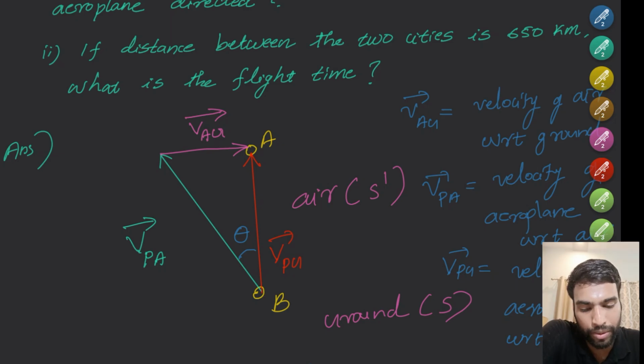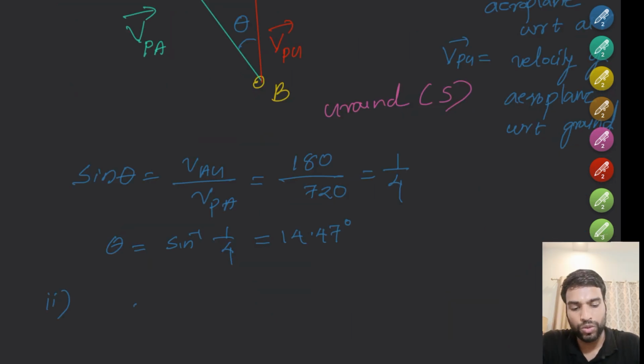Starting point and ending point. So what is the flight time? Remember, the flight time only depends upon the y component of the velocity, right? So what is the velocity in the y direction? VPG clearly, right? So VPG equal to whatever the distance between A and B, which we can write as y divided by time. Therefore, time is equal to y divided by VPG.